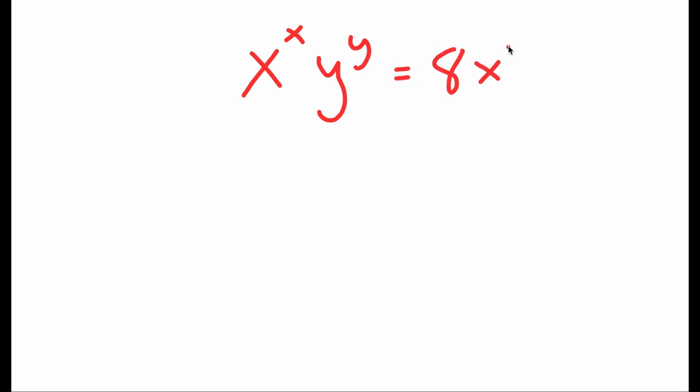Alright, so in this video, I'm going to solve the equation x to the power of x times y to the power of y is equal to 8 times x to the power of y times y to the power of x.